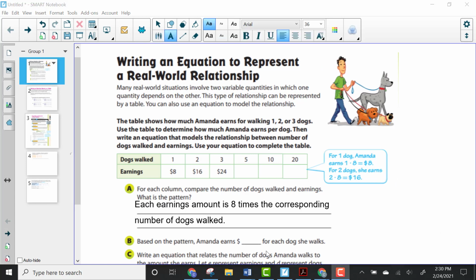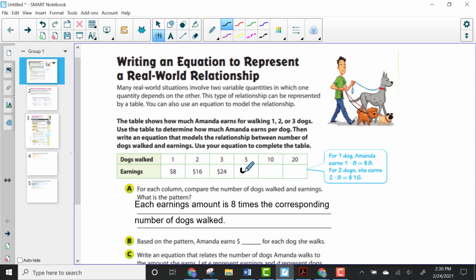So we could say, and I want you to write this down in your book, each earnings amount is 8 times the corresponding number of dogs walked. That's just a fancy way of saying that the earnings is 8 times the number of dogs walked. So understanding that, we can fill out this table. 5 times 8 would be $40. Hopefully the man is not walking all these at one time. 10 times 8, $80. Not too bad for dog walking. 20 times 8, $160. I would like you to fill this in with me in your Go Math book so you can see the pattern there.